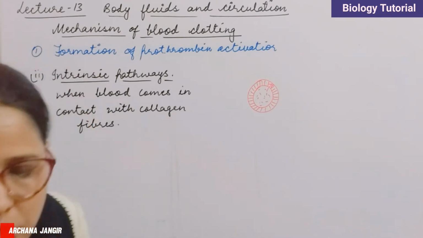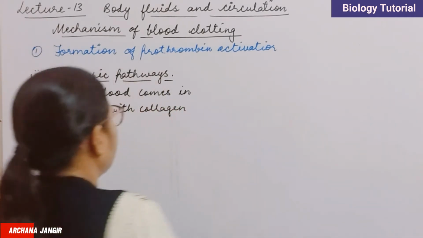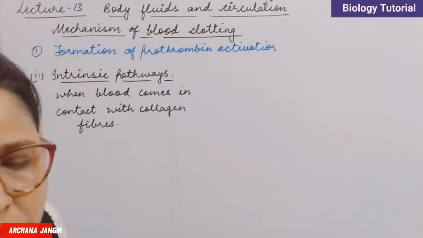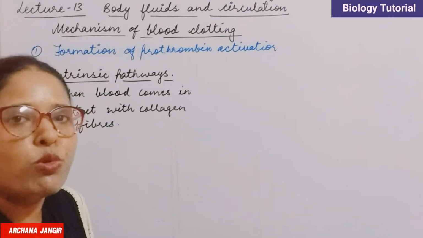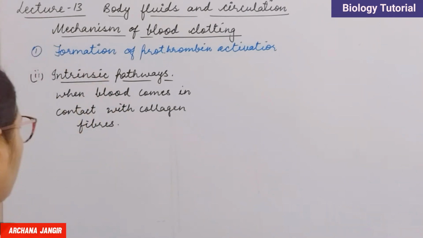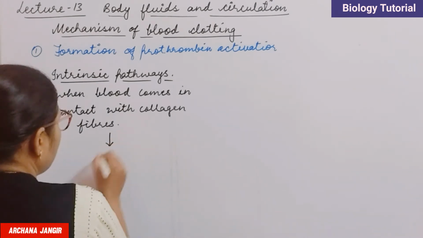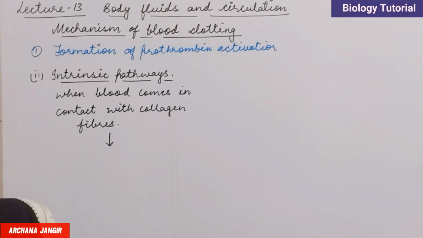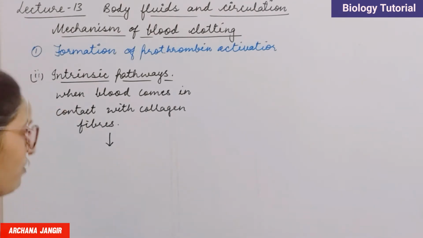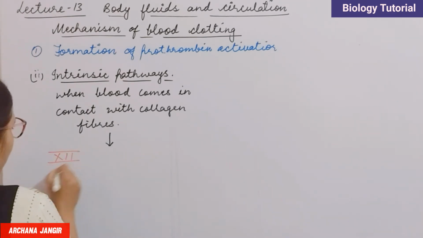So here the process starts when blood comes in contact with collagen fibers, or when blood is exposed to collagen fibers. Now what will happen? This will result in the activation of factor 12. Clear? The inactive factor 12. This is factor 12 in inactive form.